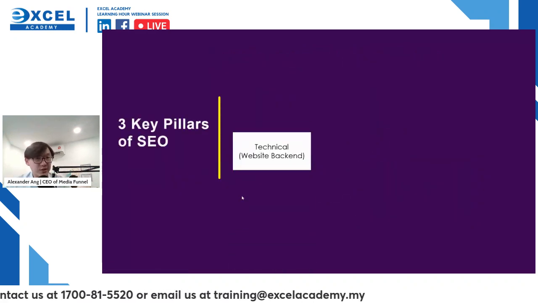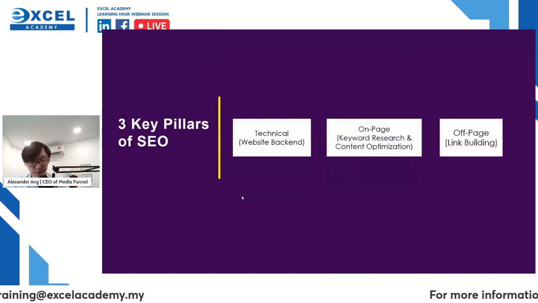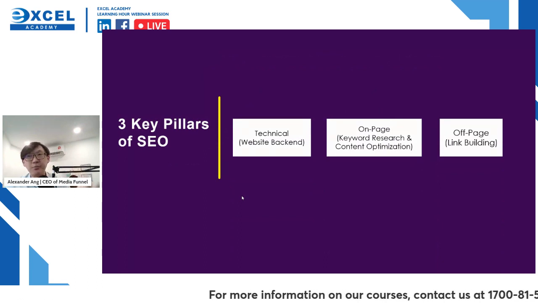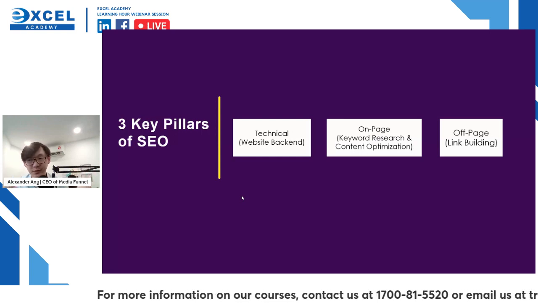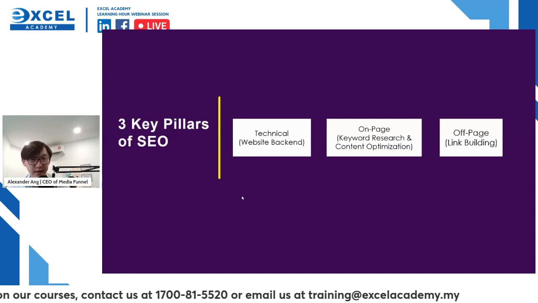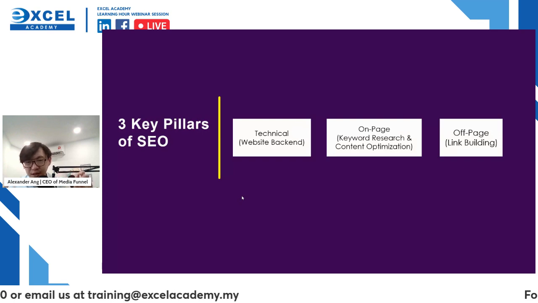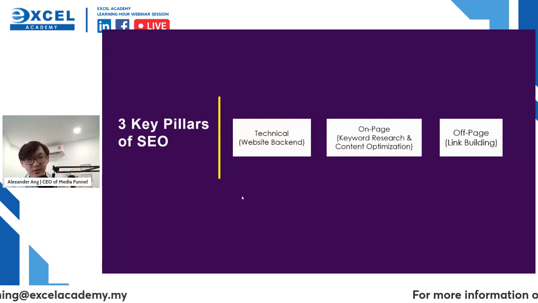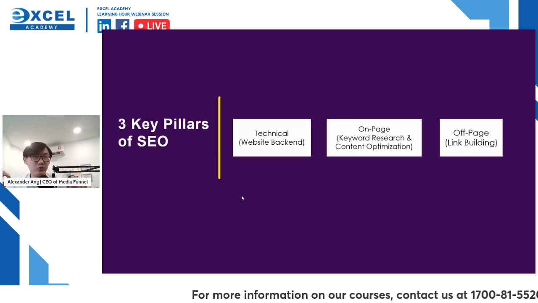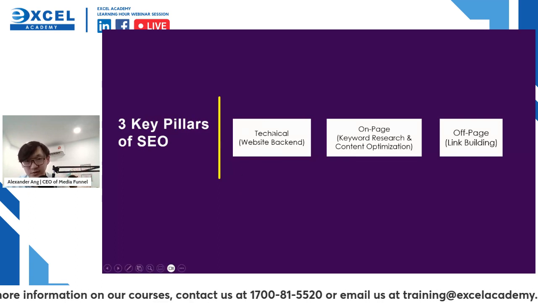So when it comes to SEO, we have three pillars: technical, on page, and off page. Technical is where you do the technical part of your website backend. When people say technical SEO, it means you have to go to the back end of the website and do something. For example, eliminate certain coding, insert certain code, improve your website speed, compress certain images, or clear certain databases behind the scenes. So that is more on the technical side.